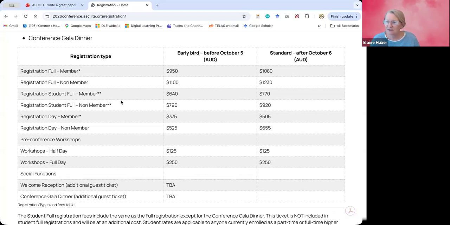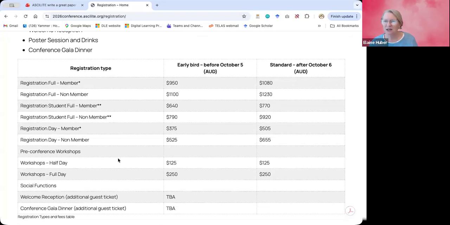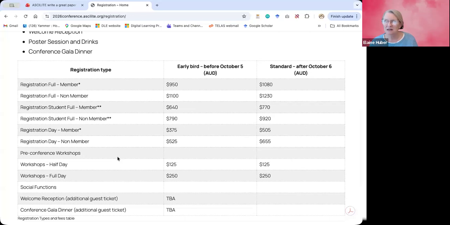So if you're a member of ASCILITE, you get a discount, it's cheaper. If you take a look here, if you're not a member and you're paying after the early bird, it's this much. But if you are a member and you get the early bird, there's a difference. So this is what we offer, as well as the community mentoring, and I think that would be it in terms of what you're asking.